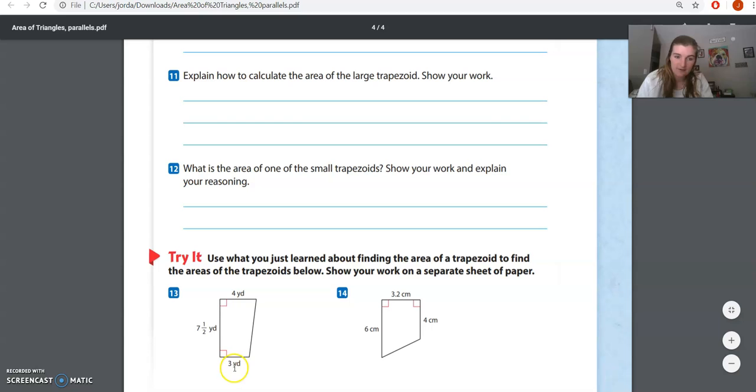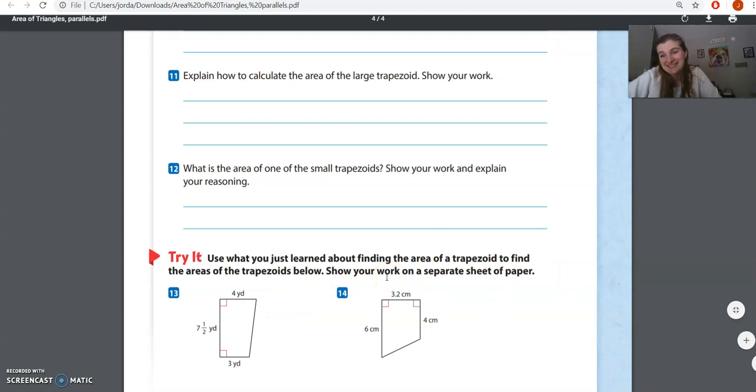Pay very careful attention. If this is 3 and this is 4, you know that this line here is not straight. So this is a very skinny triangle. Careful.